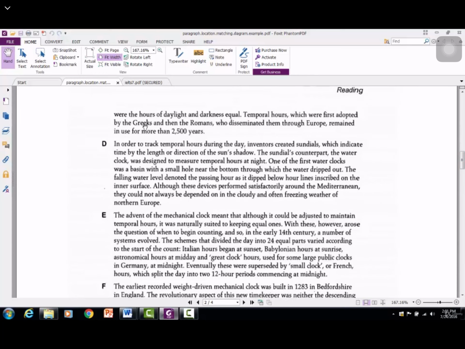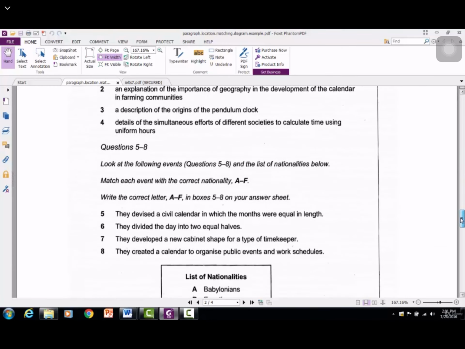Here are the Greeks right here. Temporal hours, which were first adopted by the Greeks. That doesn't match anything. Divide it into 2 equal halves. No. Develop a new cabinet shape for the timekeeper. No. So Greeks doesn't match anything.